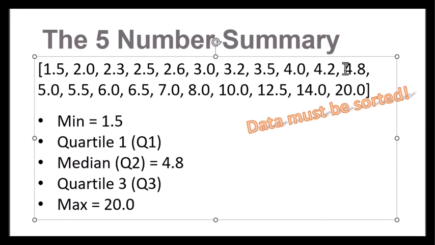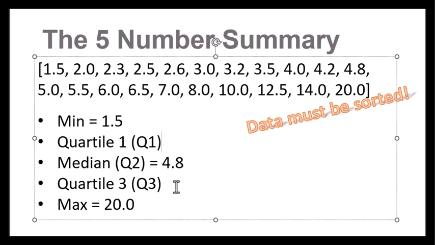Just a reminder, if there were an even number of values, say we had one fewer, the median is the number halfway in between two numbers. So say we had only 20 values and I was looking at the 10th and 11th values, say 4.8 and 5.0, the median then would be 4.9, since that's the average or halfway in between those two values. But in this case, since we have an odd number of data values, it's that 4.8 number.